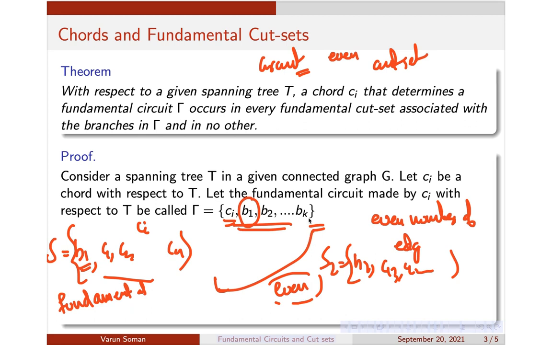So we can say that this fundamental circuit will occur in every fundamental cut set associated with the branches in the given fundamental circuit. Okay, so if you are taking a fundamental circuit containing exactly one chord, this chord would be present in all the fundamental cut sets generated by the branches of that fundamental circuit. So we will see some example, but it's a very simple thing.